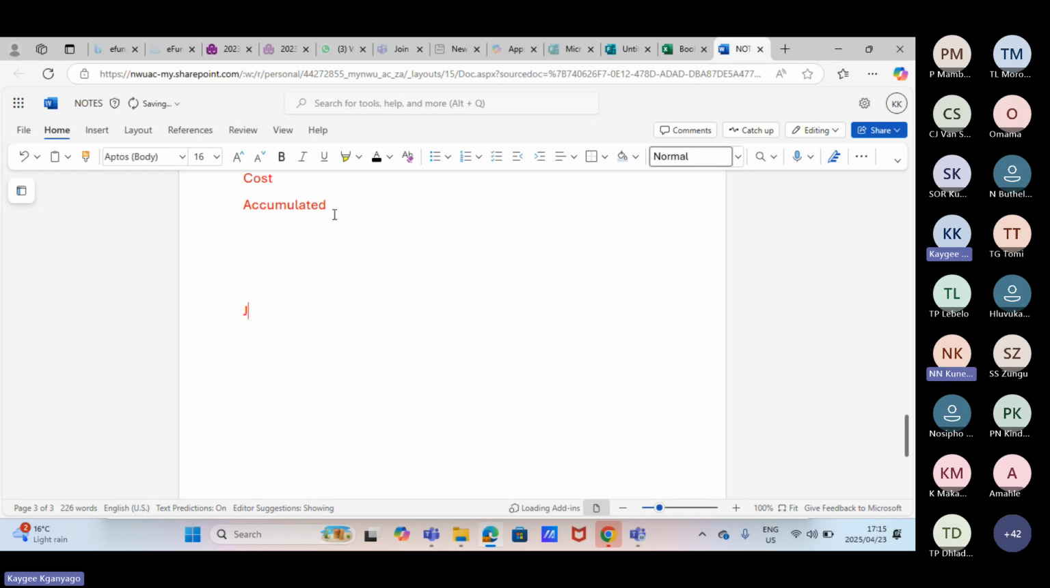Okay. The journal entry when an asset is not fully depreciated. What are you going to debit? You're going to debit what? Okay. It is depreciated, ne? But there is that carrying value that is left.